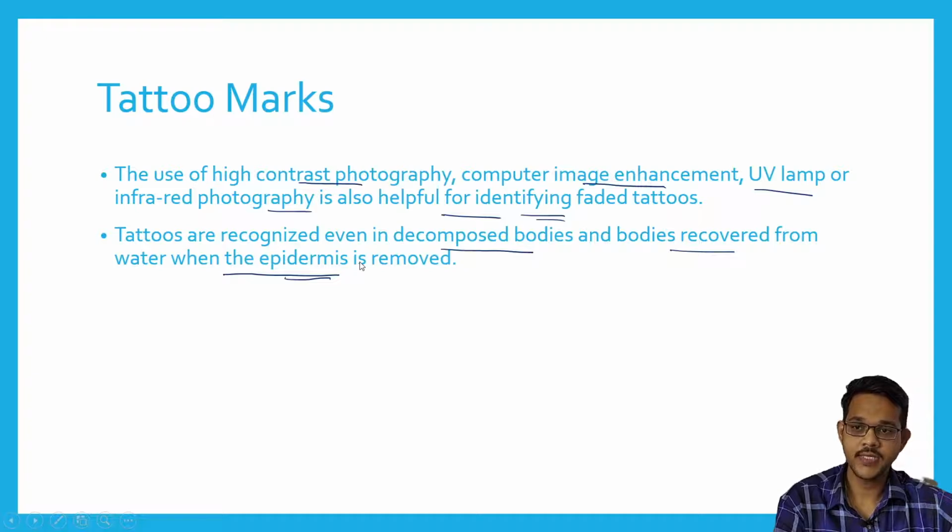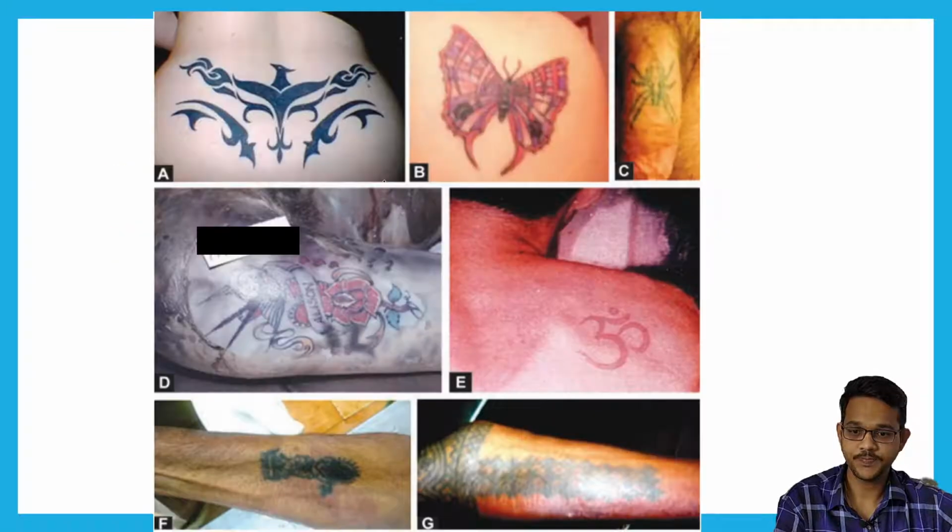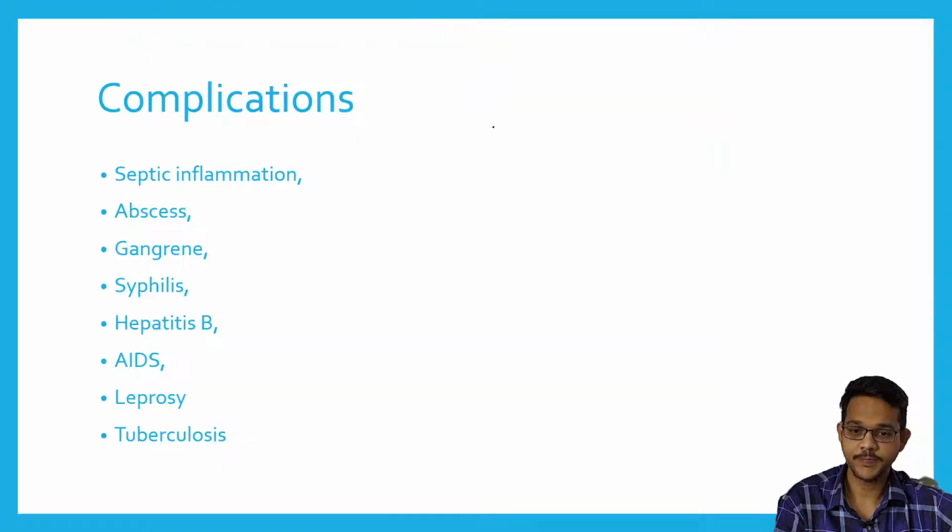Since the dyes are injected below the epidermis, in the dermis, even if in a decomposed body the epidermis is removed, the tattoo marks can be identified using techniques like contrast photography, computer image enhancement, or infrared photography. These are a few examples of tattoo marks placed on bodies, with different designs like animals or religious tattoo marks, or sometimes abstract designs can be seen.